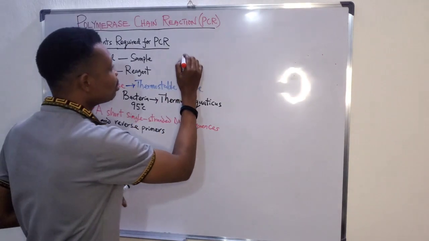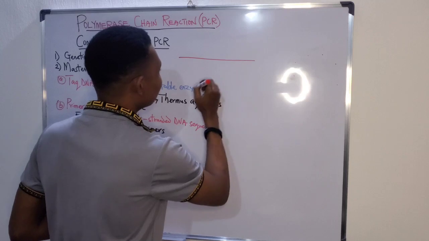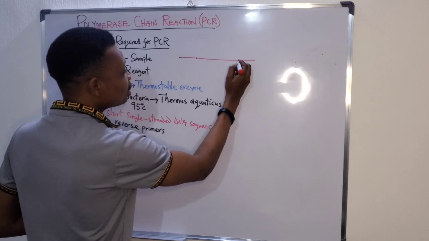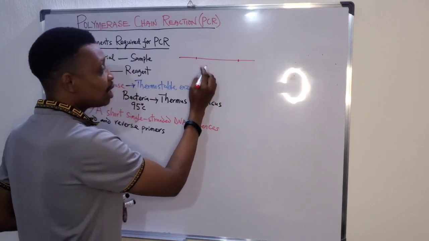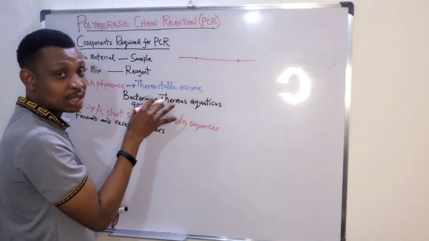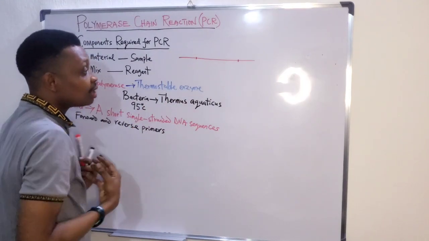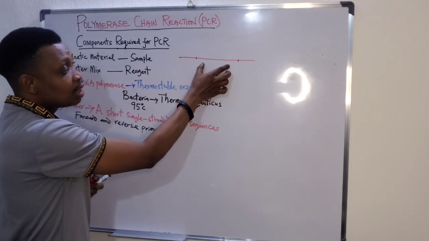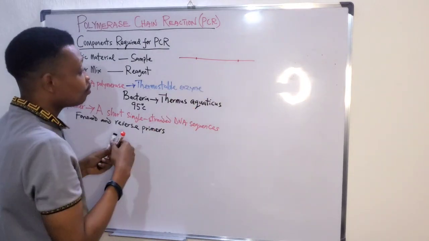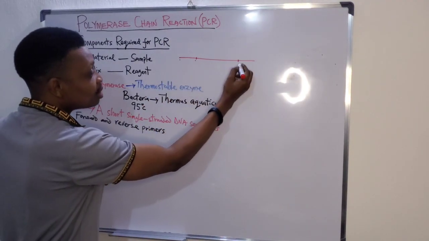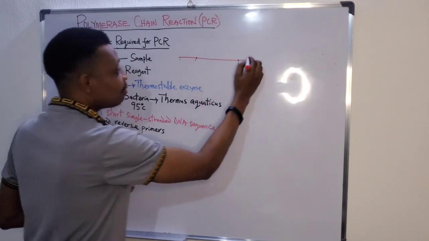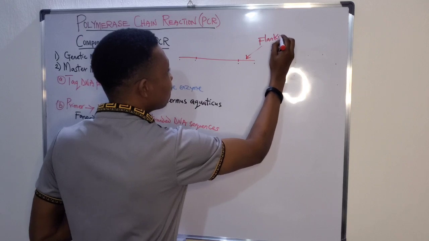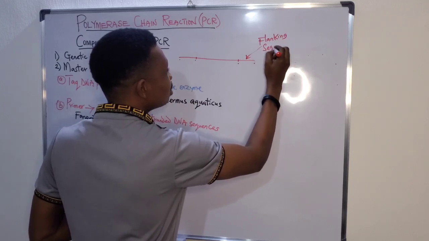So we have something like this. Let's assume this is a DNA strand, and let's assume from this point to this point is where the specific nucleic acid sequence that we need, or that is of interest to us, is located. So if this is where the specific nucleic acid sequences are located, from this end to this end and from this end to this end are called the flanking sequences.